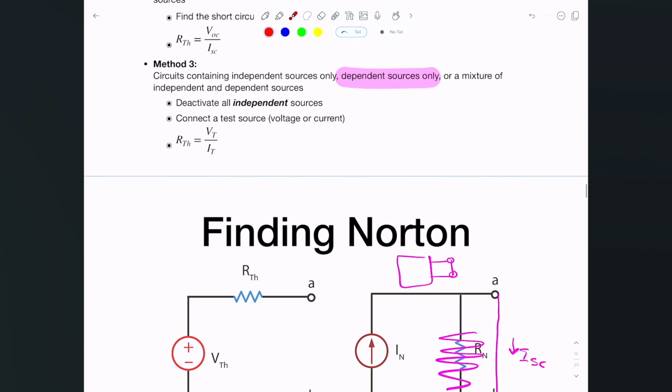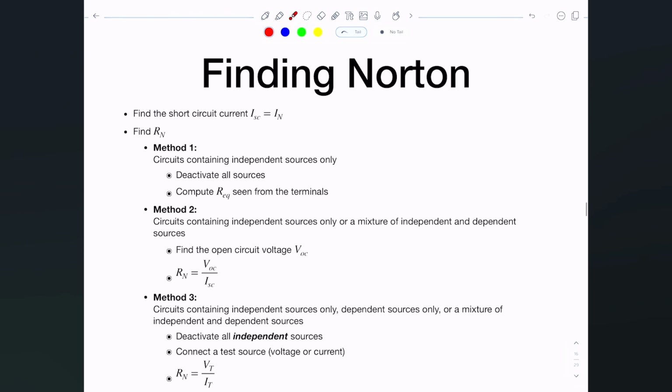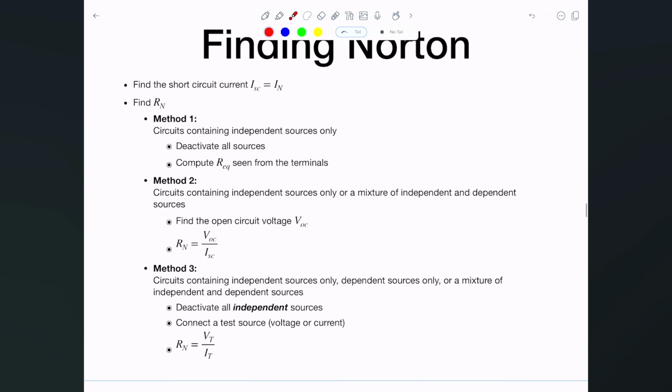And here are the steps summarized just for finding Norton. So you start with the short circuit instead of the open circuit, and the rest are just updated to do that. Turn off all the sources, figure out the R equivalent. It's the same as before. Method 2, well, I know the I short circuit, so in this particular case, instead of having to find the short circuit, we need to find the V open circuit. Okay, so we just swapped them for finding Norton. Method 3 is still the same. You turn off all the independent sources, and then you connect the test source and you divide the values by each other, and you'll get the value for R Thevenin.